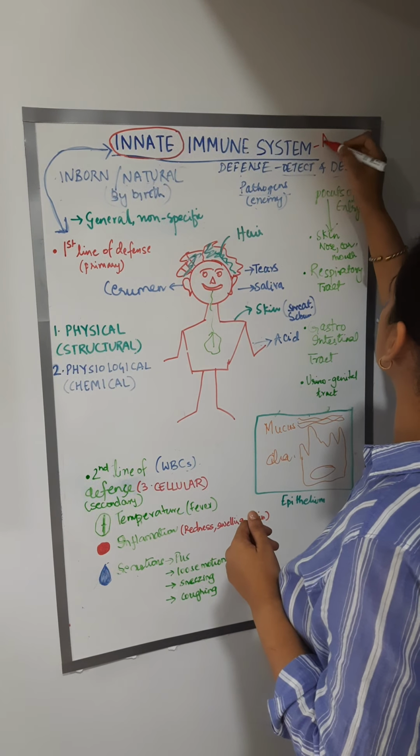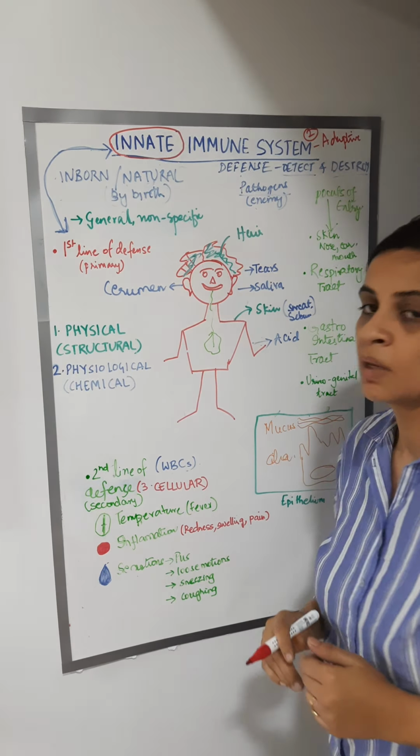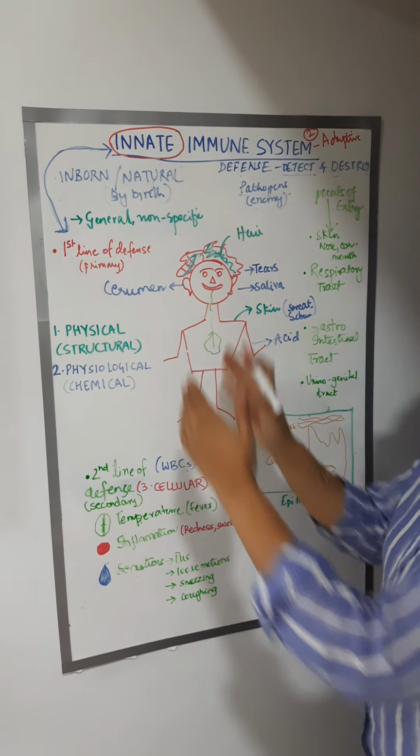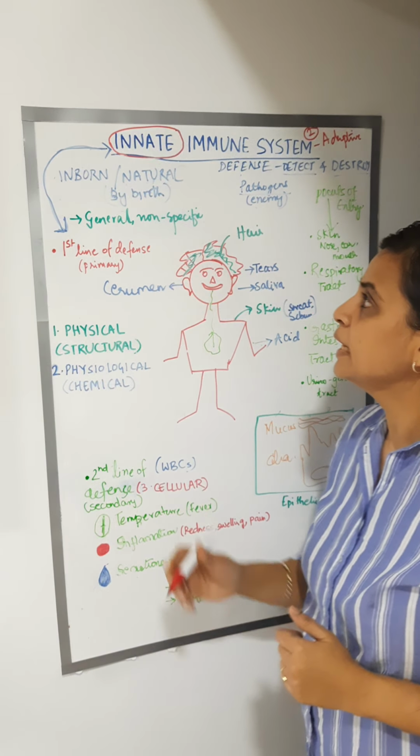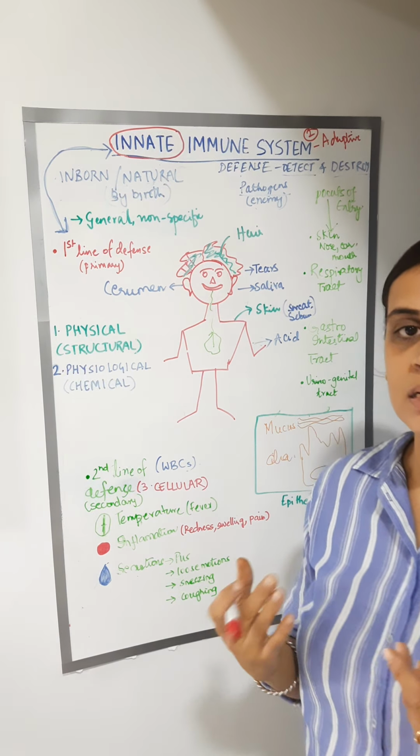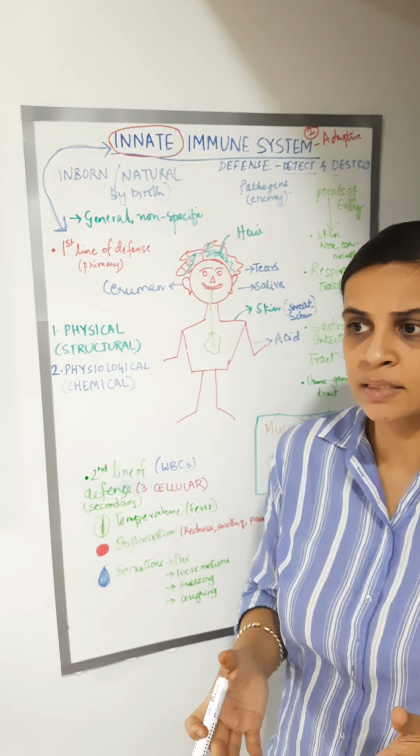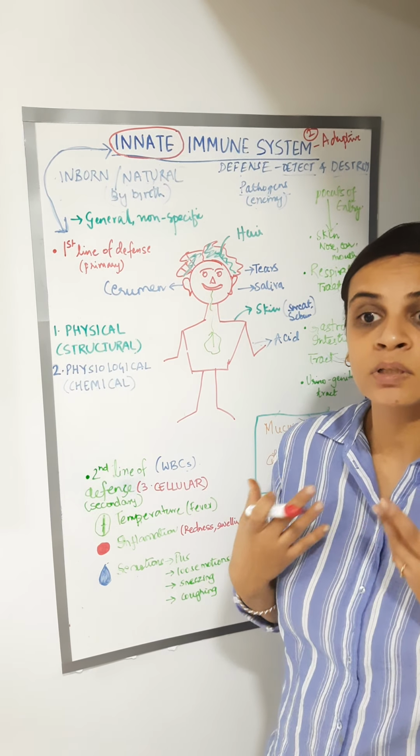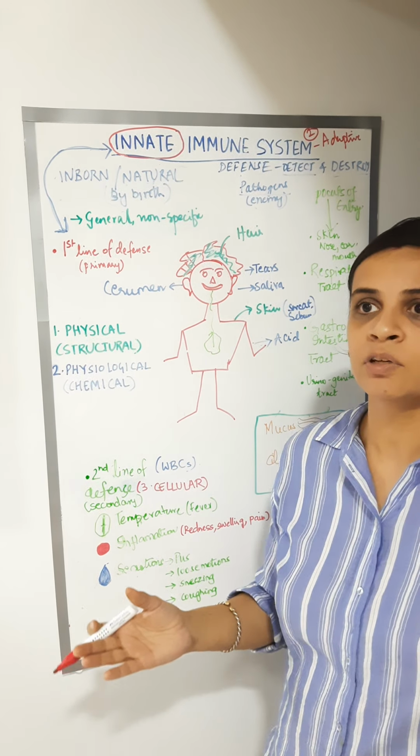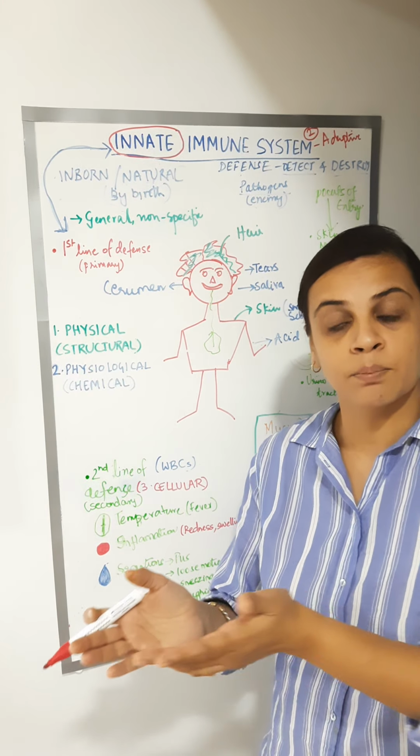Let me just write here: adaptive or acquired system, that I'm going to introduce towards the end of this lecture. Now, the word innate means inborn or natural. This immune system is present in our body by birth. This is something that we inherit from our parents, since it is based on the DNA that we possess, and DNA being exclusive for each individual, this is the reason we say that person A has low immunity compared to person B.